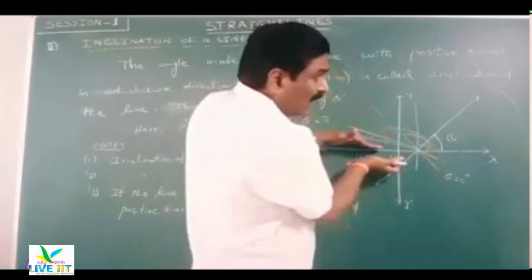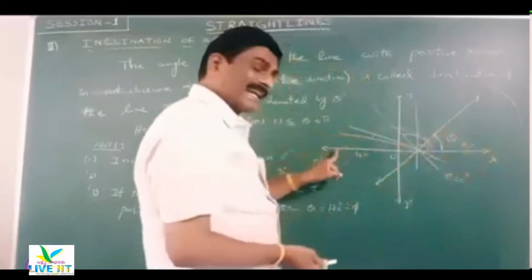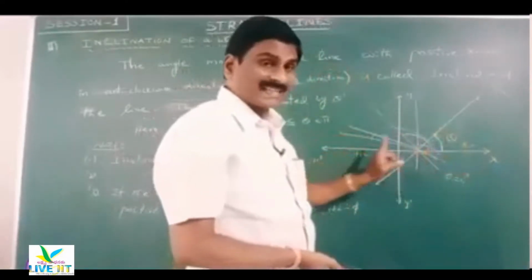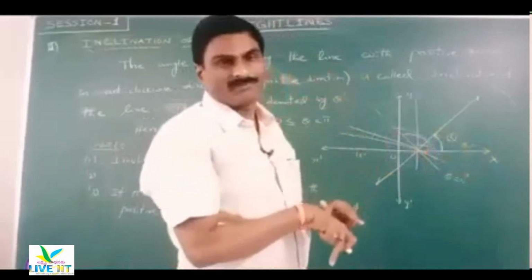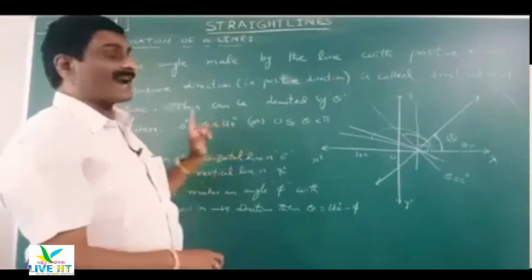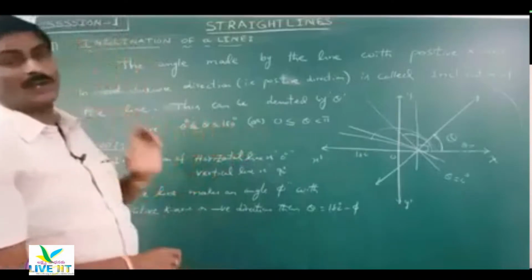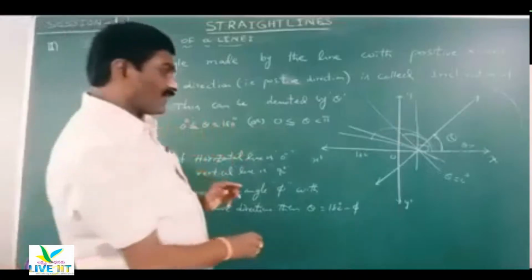Suppose the line coincides with the x-axis, then theta is equal to 0 degrees. Yet at 180 degrees also, the line coincides with the x-axis. Both are the same, so we take only one value, 0 or 180. In standard results, we take from 0 to 180. 180 is open and 0 is closed.